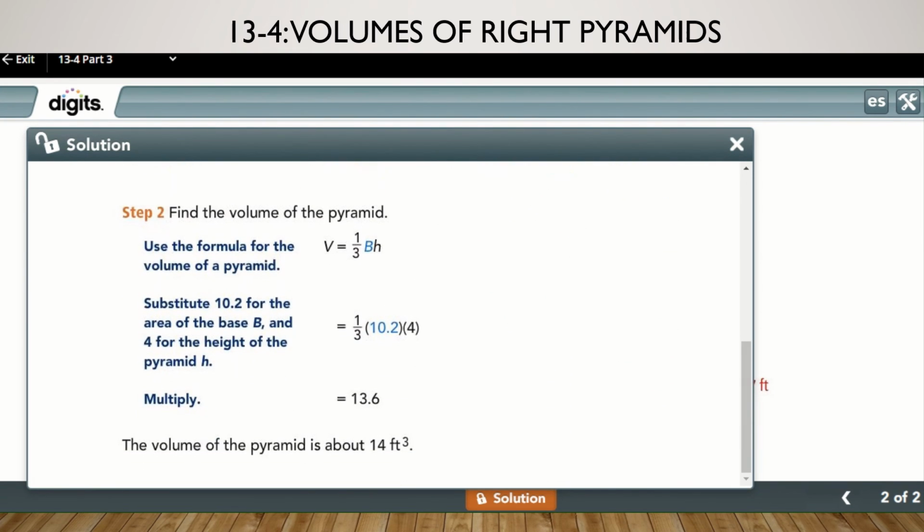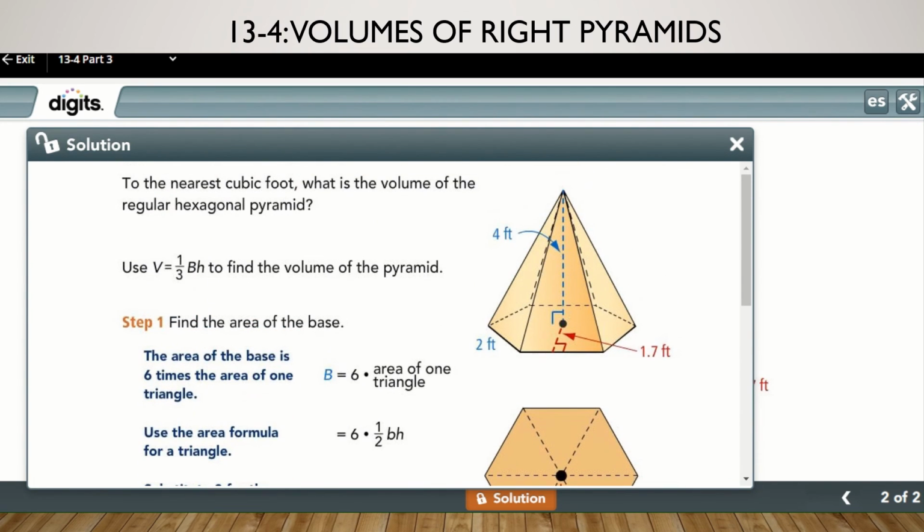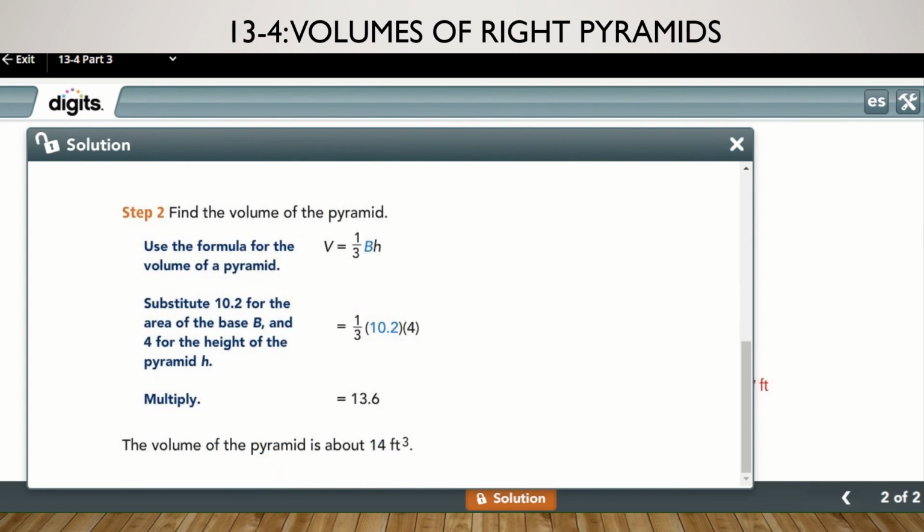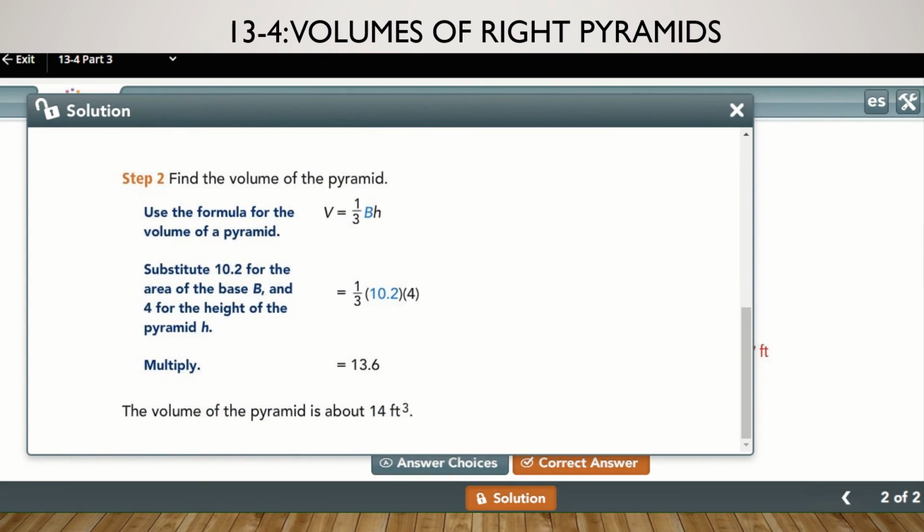Then you have to use that information and substitute it into the volume formula. So 10 2/10 is the area of the base. Now H, the height of the pyramid, if we look here, you go from the very top straight to the bottom, that will be 4 feet. So that's the height of the pyramid. Now we're going to multiply all of that. It doesn't matter how you multiply it. Once you do, you end up with 13 6/10. But we have to round to the ones place, and we end up with 14 feet cubed.